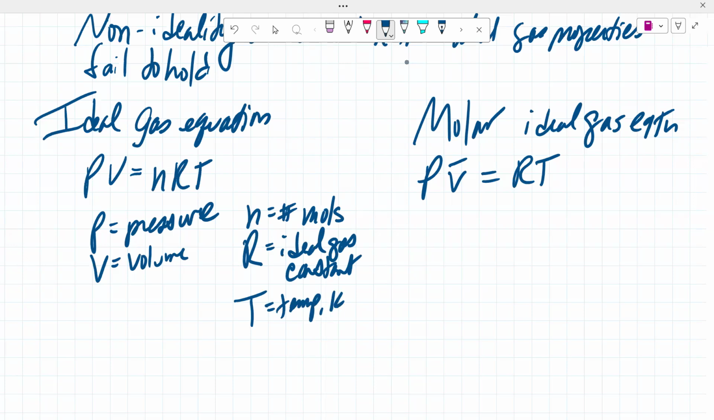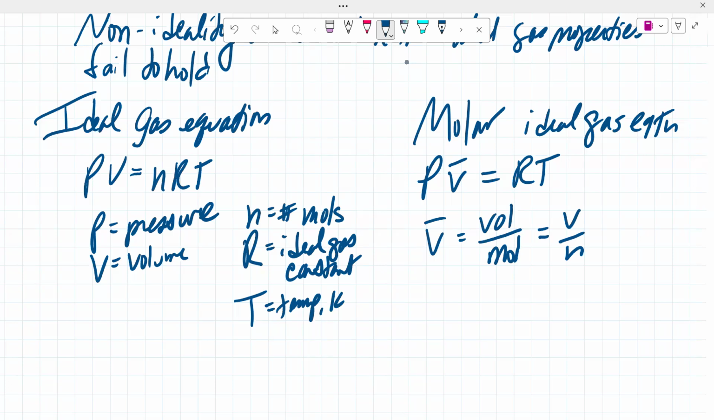All right, so great. What about this one over here? Well, all the variables are the same except for this V. What is this V bar? V bar equals the volume per mole, equals V over N. So this is why the formulas are nearly identical.